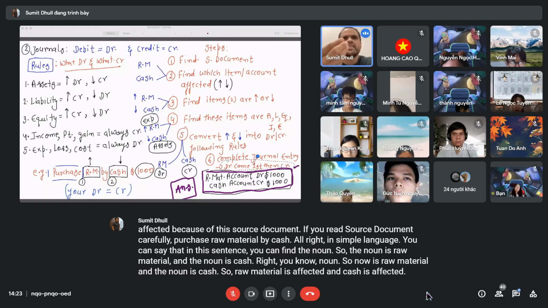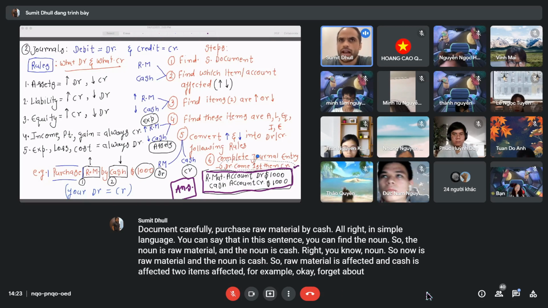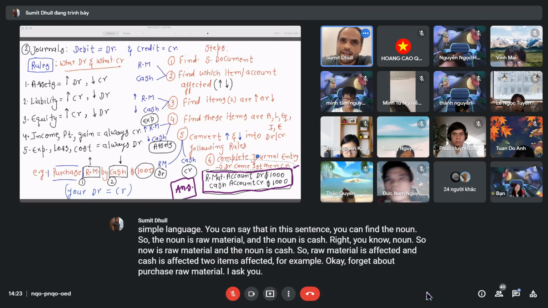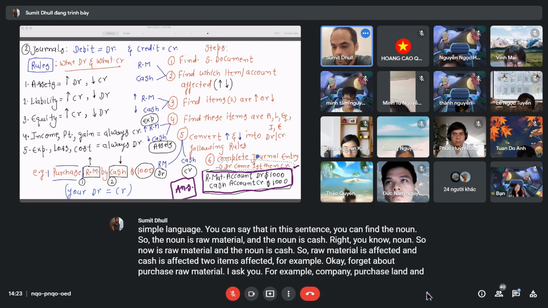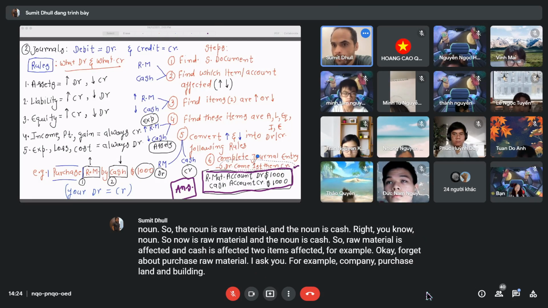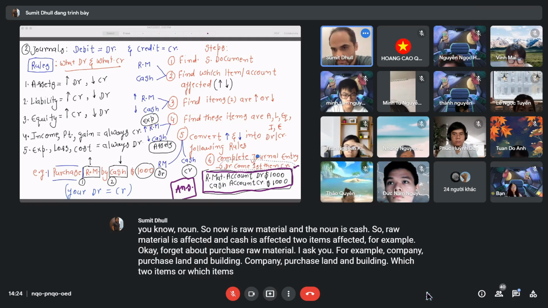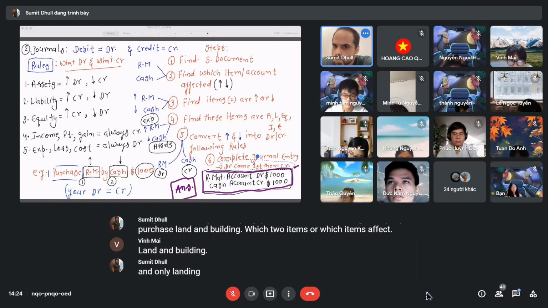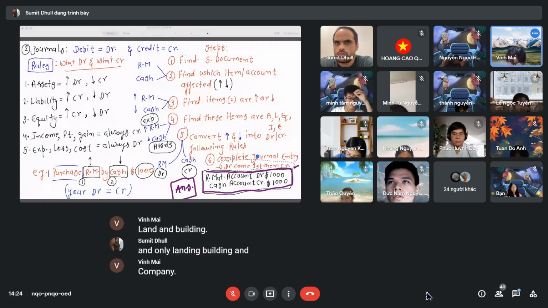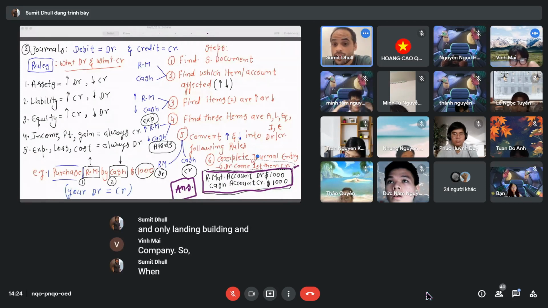2 items affected. For example, forget about purchase raw material. I ask you, for example, company purchased land and building. Which items are affected? Land and building. And only land and building.